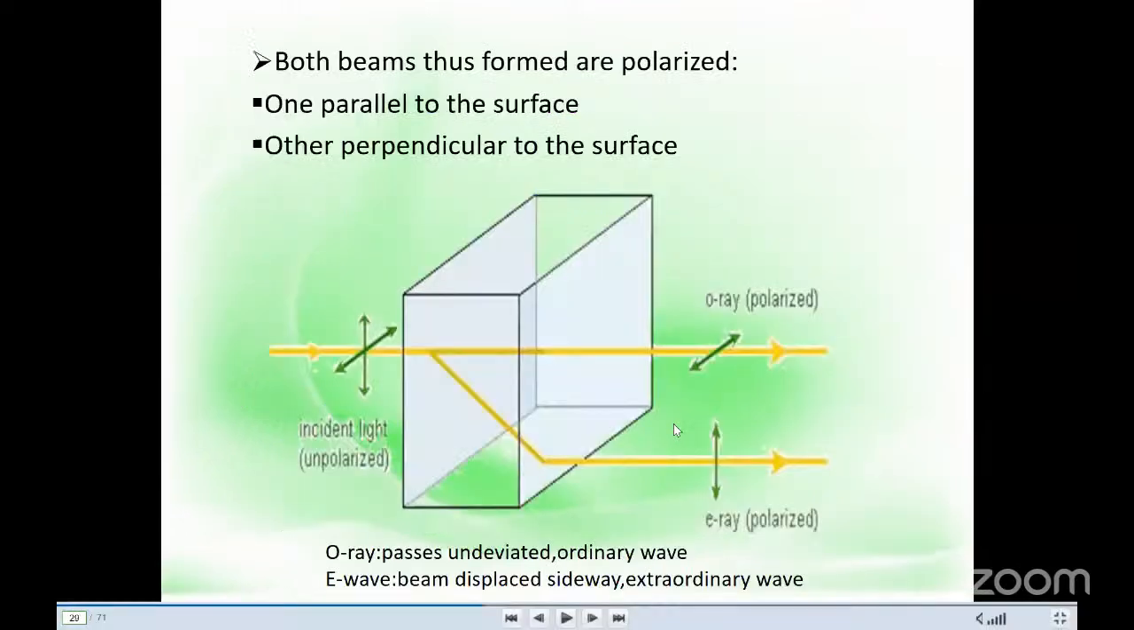Both beams are formed polarized. You can see the extraordinary and the ordinary ray, but this is unpolarized light. Whenever it passes through a calcite crystal, which is double refracting, the emerging rays are parallel to each other, one parallel to the surface and the other perpendicular to the surface.